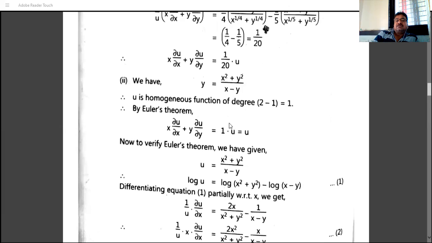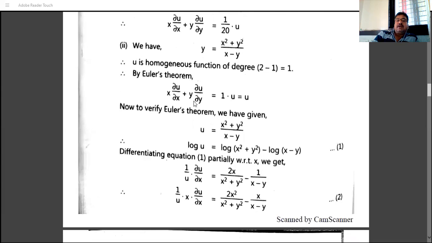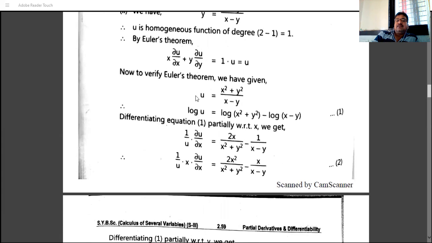Similar problem, we have to verify Euler's theorem. So x ∂w/∂x plus y ∂w/∂y is what? This is a homogeneous function of degree 2, numerator degree is 2, denominator is 1, 2 minus 1, that is 1. So 1 u, that is u. So this is by using Euler's theorem. Then actually we find ∂w/∂x and ∂w/∂y.